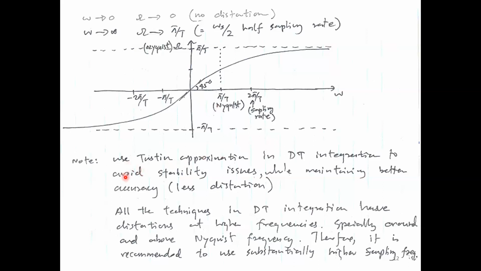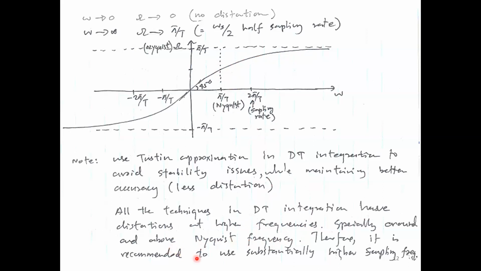Let's read through some of these notes here. Note 1, use Tustin approximation in discrete time integration to avoid stability issues, right? While maintaining better accuracy, less distortion. That's fine. Then the second sentence goes like, all the techniques in discrete time integration have distortions at high frequencies. You can see it over here, even Tustin, there is warping, right? Especially around and above the Nyquist frequency, this area.